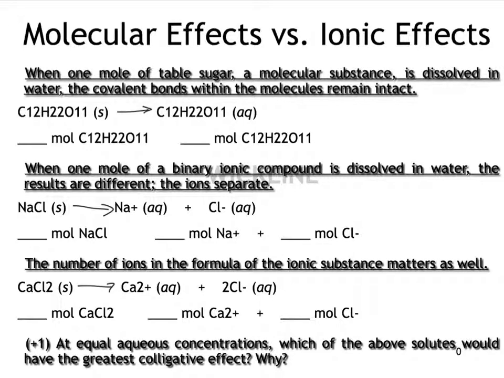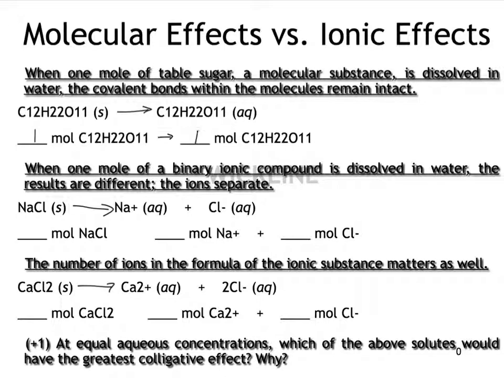I would start by suggesting that when you put a mole of sucrose in the water, it will dissolve, but it won't split up into ions, and that's because it's a molecule. So you'll just have solid sucrose, and then on the other side you'll have aqueous sucrose, but it won't have split up into more than one piece. So 1 mole of sucrose is going to yield 1 mole of dissolved sucrose.